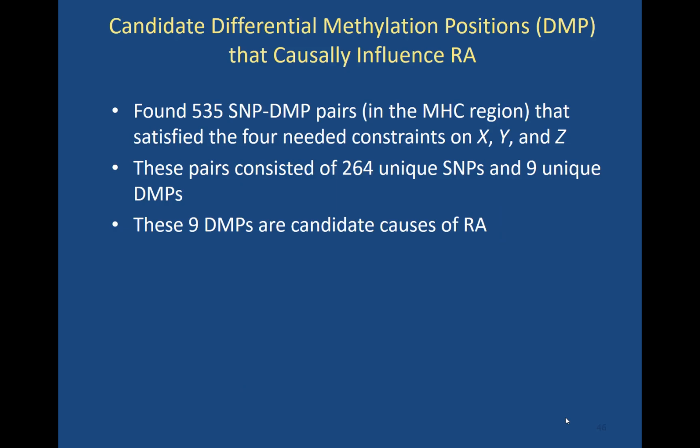So let's look at the candidate differential methylation positions that causally influence rheumatoid arthritis that were found in the results. There were 535 SNP DMP pairs in the MHC region that satisfied the 4 needed constraints on X, Y, and Z. These pairs consisted of 264 unique SNPs and 9 unique DMPs, methylation positions. These 9 differential methylation positions are then candidates as causes for rheumatoid arthritis.